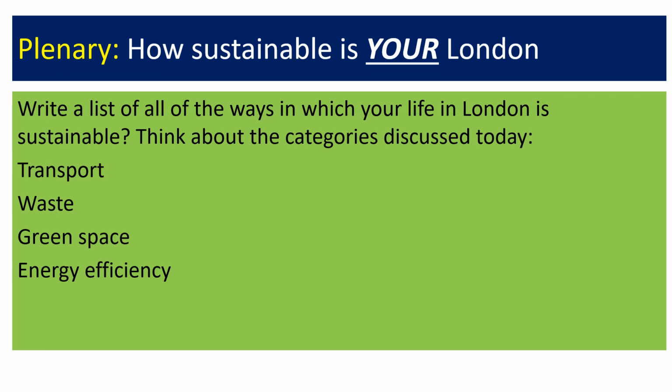So things like transport, how do you get around London? Do you cycle? Do you get public transport? Do you recycle your waste at home? Do you have enough green space? Does that improve your quality of life? And energy efficiency, is there anything that you do maybe in the home or at school? Is there anything that we do at school in order to try and be more energy efficient?